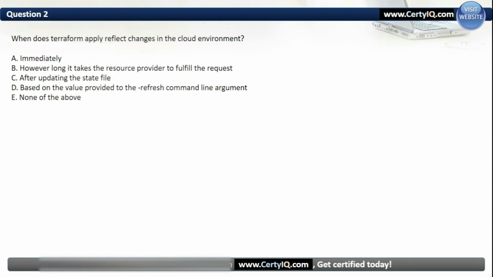Question 2. When does Terraform apply reflect changes in the cloud environment? Our options are A. Immediately, B. However long it takes the resource provider to fulfill the request, C. After updating the state file, D. Based on the value provided to the refresh command line argument, or E. None of the above. The correct answer is B. However long it takes the resource provider to fulfill the request.